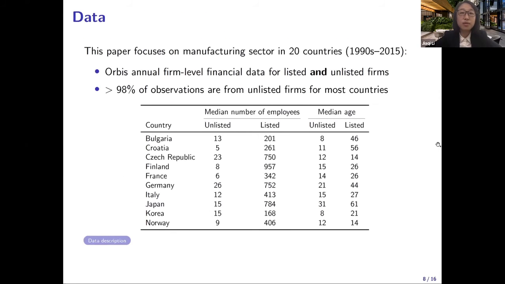Okay, so this paper focuses on the manufacturing sector in 20 countries, because capital stock is well defined in the manufacturing sector and it is measured by the fixed tangible assets. And I use Orbis firm-level data for listed and unlisted firms. Unlisted firms are more likely to suffer from financial constraints. You can see from this table the median number of employees and median age within the unlisted firms and listed firms. By comparing the two, you can see listed firms tend to have a much higher number of employees and they tend to be older than the unlisted firms.